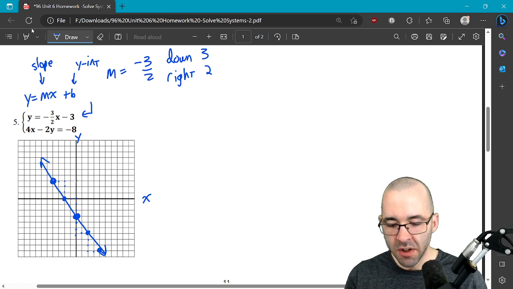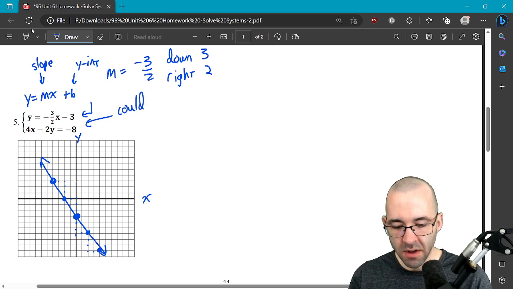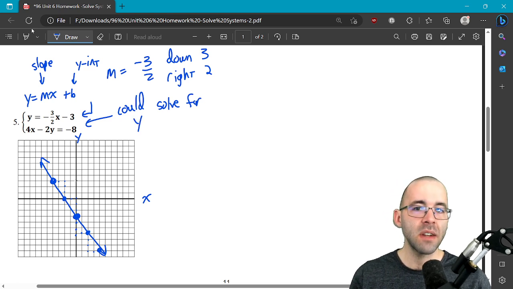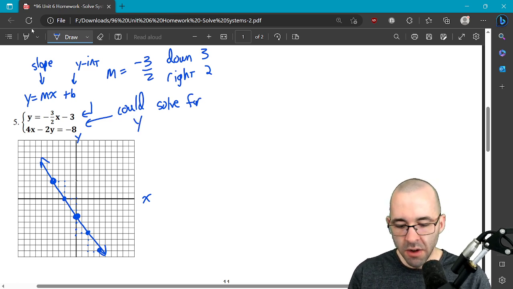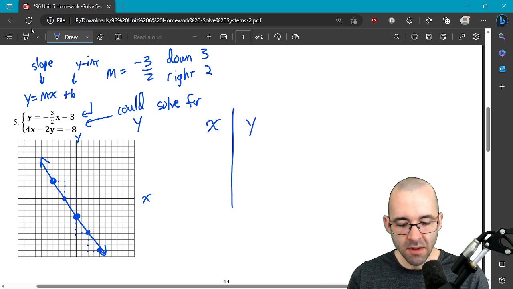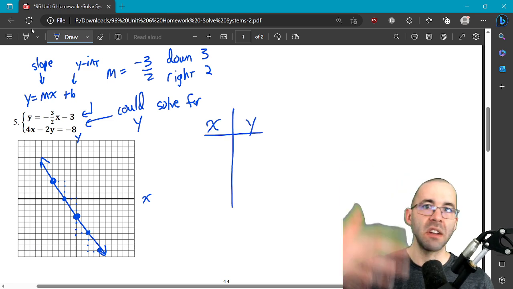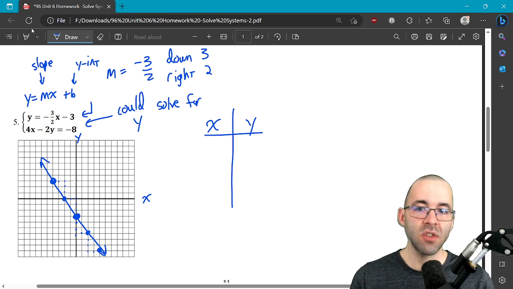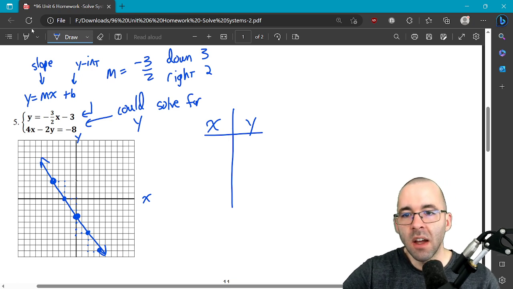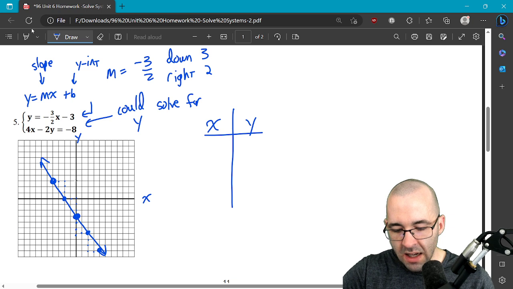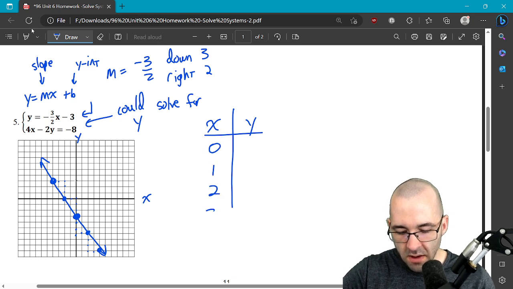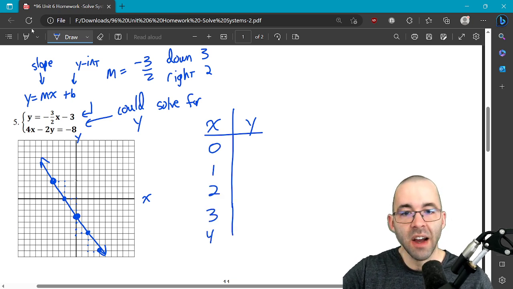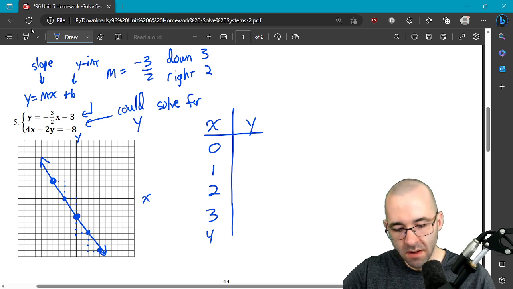Now for the second one, you could do it a couple ways. You could also put this in slope-intercept form, could solve for y. But you don't have to. There's other ways of doing it. Another way to do it is to make a table. So just to give you guys more things to see, instead of solving for y here, I'm going to make a table. You can plug in any x value and any y value. I'm going to plug in a couple x values and see what y has to be.